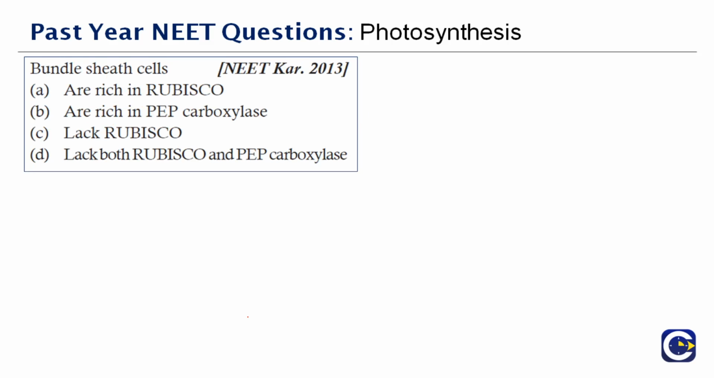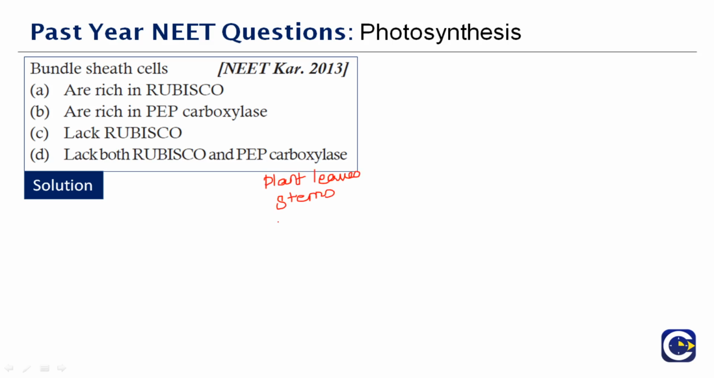Next question here. Bundle sheath cells. What is bundle sheath cells? First you have to tell me that first. Bundle sheath cells are dash. So this question was asked in year 2013. What are they rich in, or what do they lack in? Bundle sheath cells are a layer of cells which are present in plant leaves. Okay, they are present in plant leaves. So where are they present? In the plant leaves. And sometimes they are also present in stems.